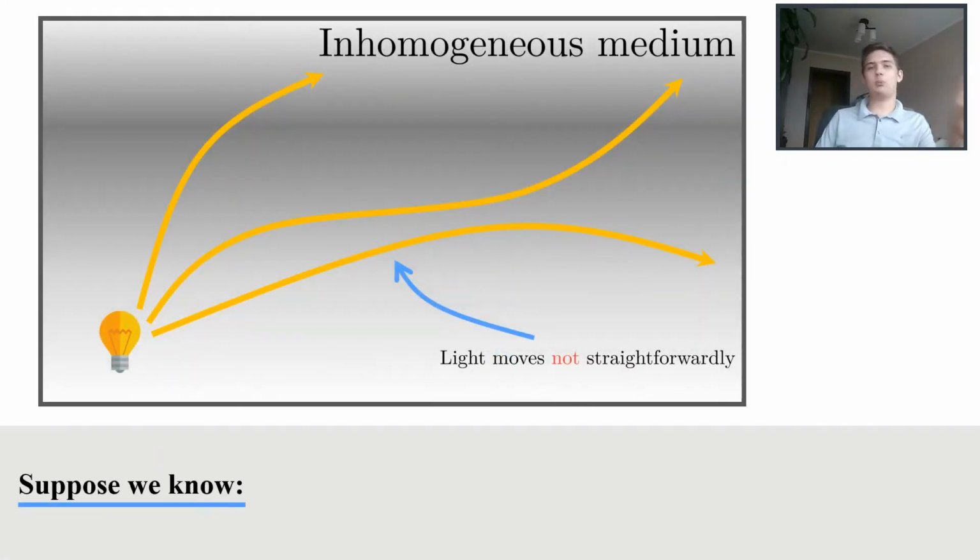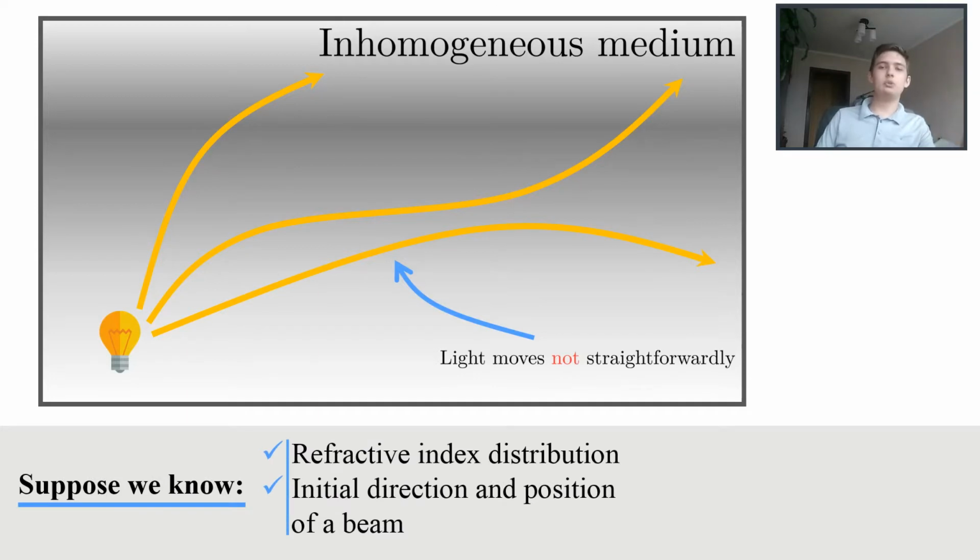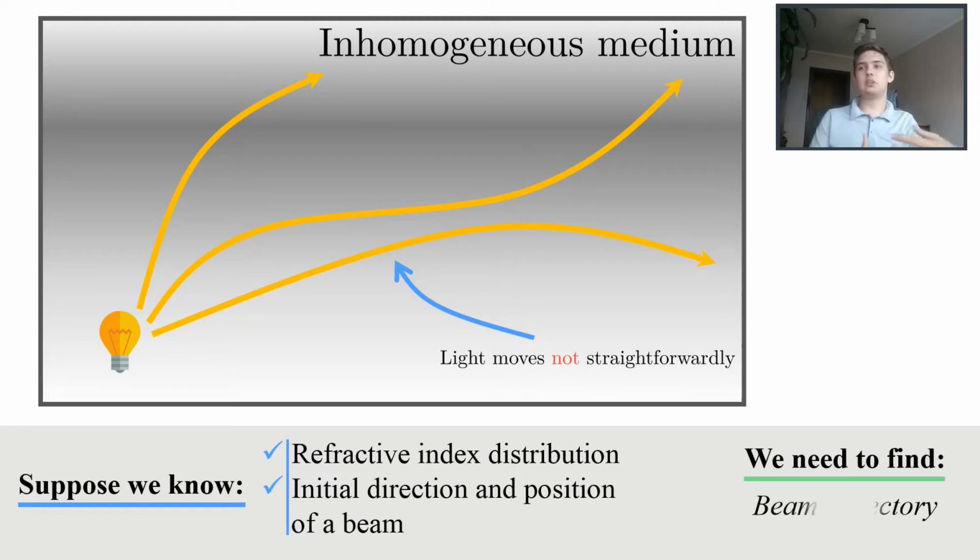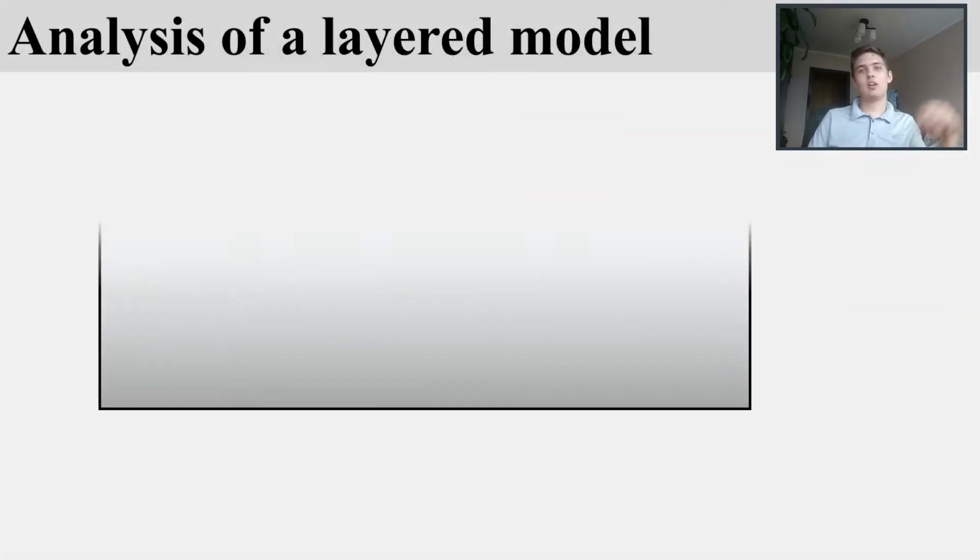Suppose that we know two parameters, the refractive index distribution and the initial position and direction of the beam. The goal of our research is to find the beam trajectory based on these parameters.